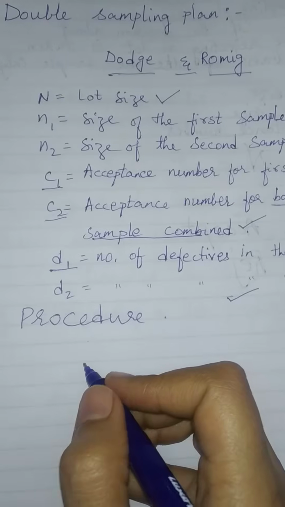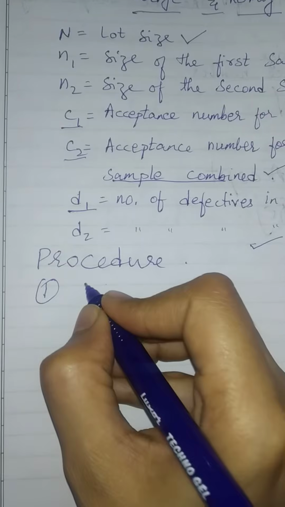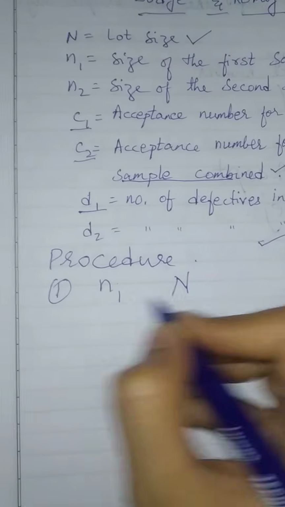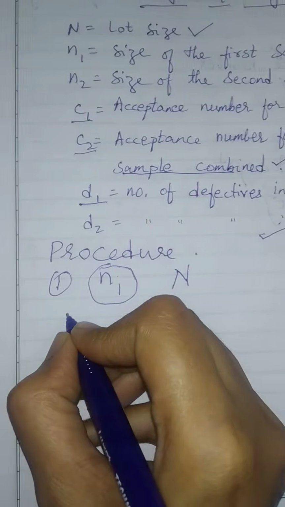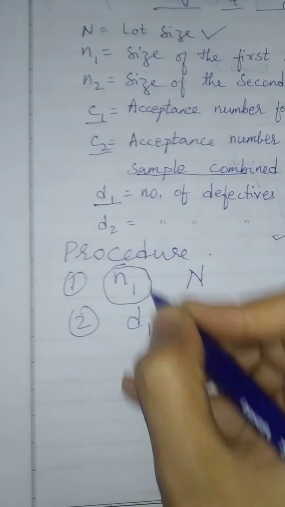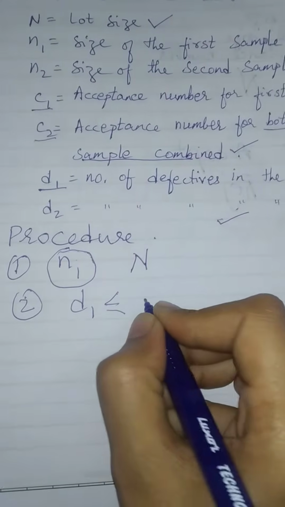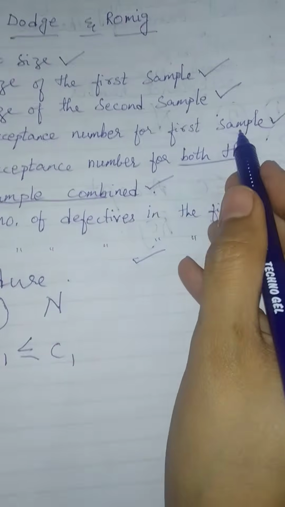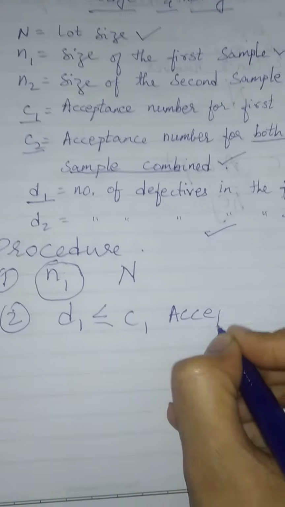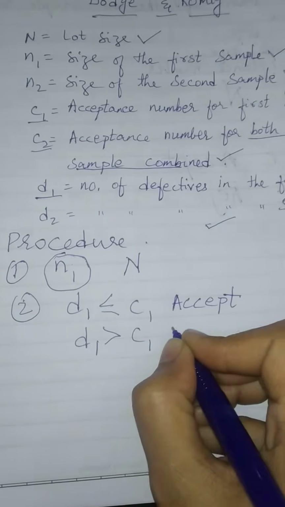For the procedure, students, take a sample for the first time. Take a sample of size N1 from the lot of size capital N. Now inspect this N1 sample. Then in the second step, if D1, the number of defectives in the first sample, is less than or equal to C1, the acceptance number for the first sample, then accept the lot. Otherwise, if D1 is greater than C1, reject the lot.